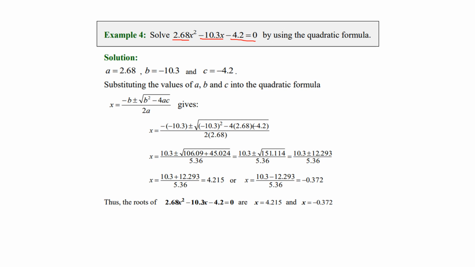it gives 45.02524, and when you add them it gives 151.114. The root of the value is 12.293. Then divide. Before that we have to separate with plus and minus, so 10.3 plus 12.293 divided by 5.36 is 4.215, and 10.3 minus 12.293 divided by 5.36 is minus 0.372. So that's it, and we can use a calculator for this question.